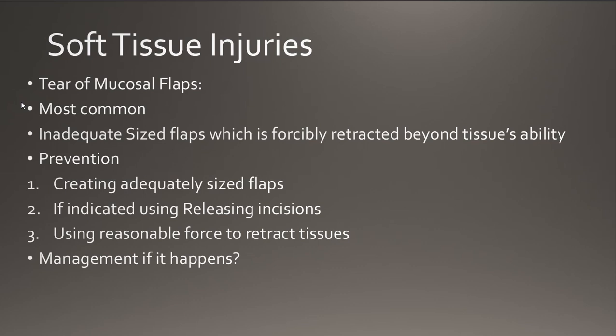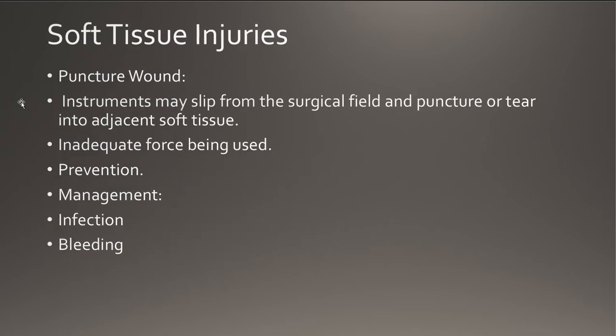Now, sometimes we can have a puncture wound from the elevator slipping, puncturing or tearing adjacent tissue. Here we try to always have good control over the instrument. We try to keep it clean and prevent infections. If it needs suturing, we do suturing. Now, the most common complications after that are infections and bleeding.